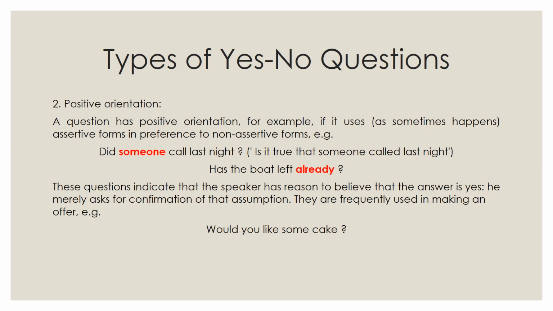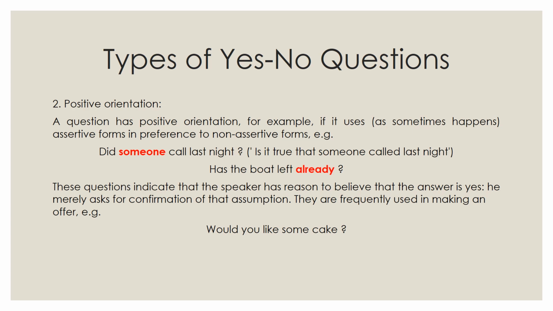So how can we identify such a question? How can we say that this yes/no question has a positive orientation, or that the speaker is asking such a question because he is expecting only yes and not no? We can recognize such a question if the speaker is using an assertive form in his question. For example, did someone call last night? You see, this is a yes/no question, but I am using an assertive form here, someone. I didn't say anyone.